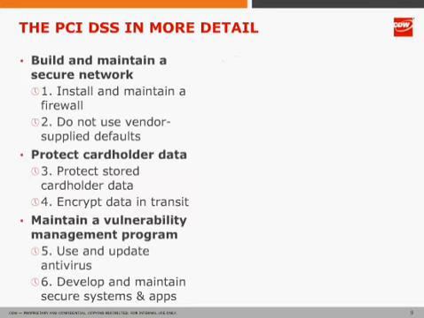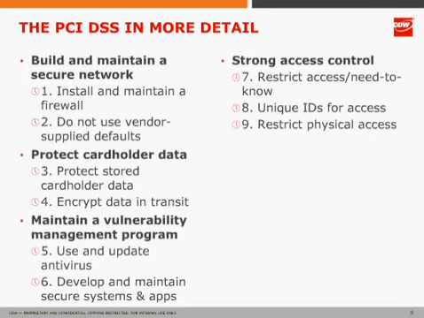Next, strong access control. This area has 3 bullet points under it, so 7, 8, and 9. So restrict access, basically this is the need to know principle. People who don't need access to payment card data should not have access to payment card data. We need unique IDs so we can tell who is accessing the payment card data. So don't have just a generic sales ID, right? Every salesperson has to have their own ID when they're accessing cardholder data so that we can tie a given instance of access to an individual, and then restrict physical access as well.